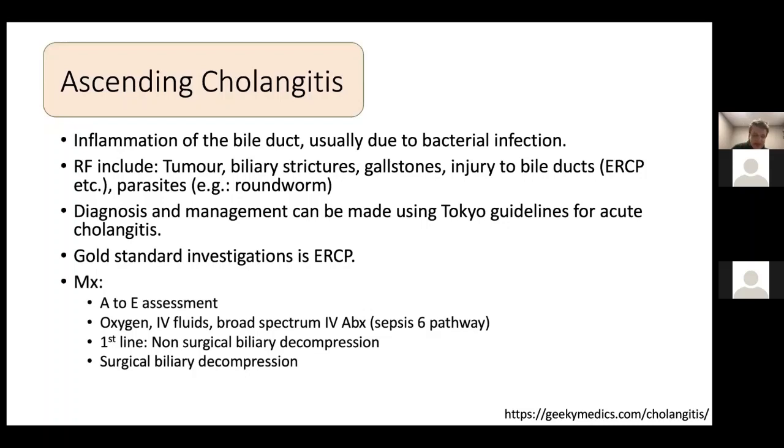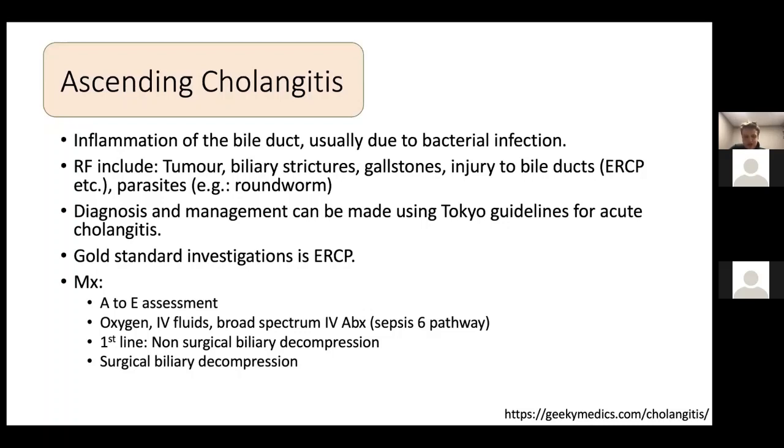So management, again, A to E. I hope I'm driving that home to you. It's really important to do a full A to E assessment. Oxygen if indicated, IV fluids, broad spectrum antibiotics. So these patients have really high fevers, really in a lot of pain. So first line is non-surgical biliary decompression.